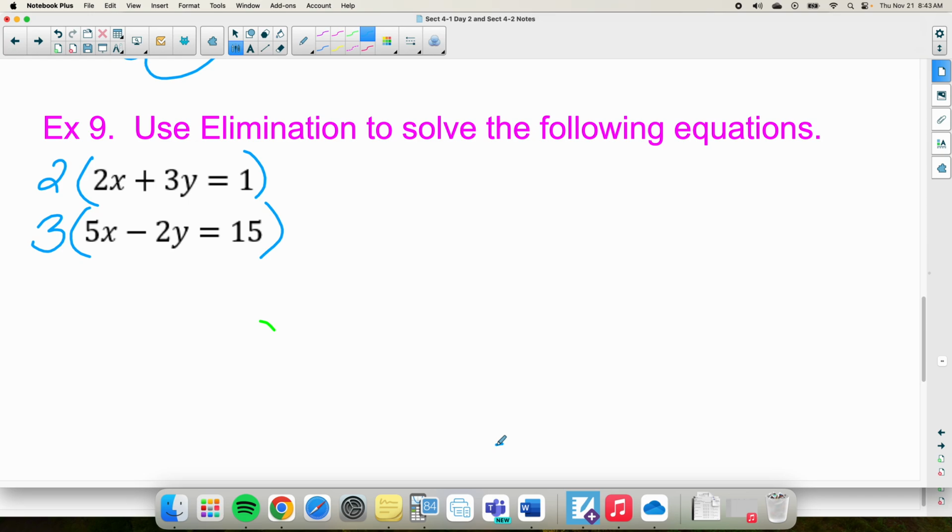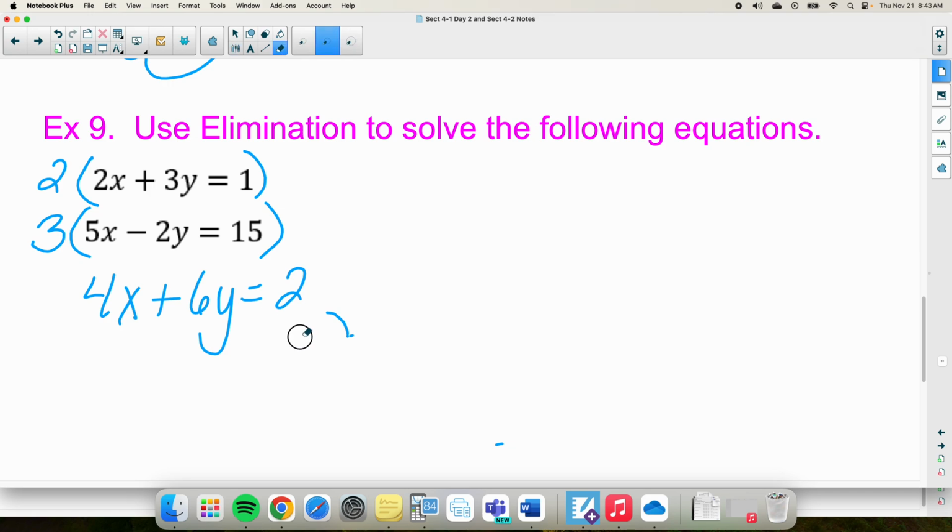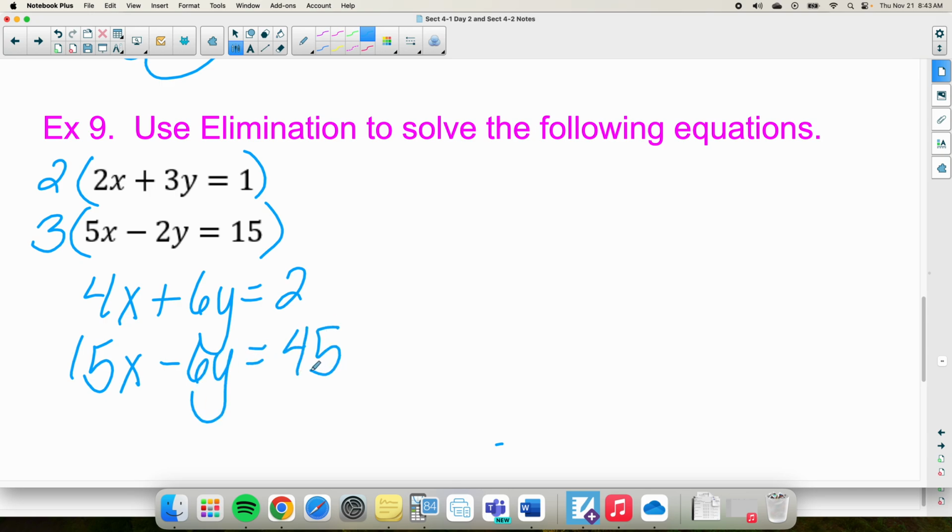Now when you multiply it, you multiply that 2 by the x, by the y, and by the constant. So I'd get 4x plus 6y equals 2. Then when I go to do the other one, same thing. 3 times 5x is 15x. 3 times -2y is -6y. And 3 times 15 is 45.